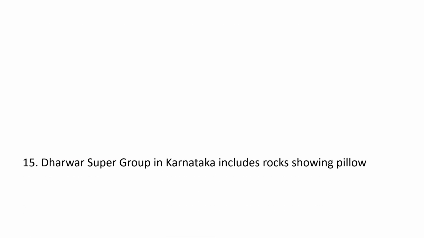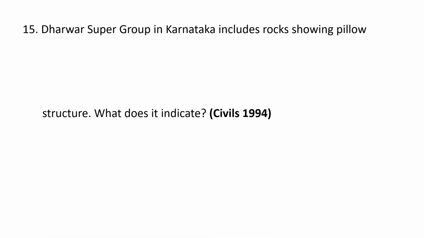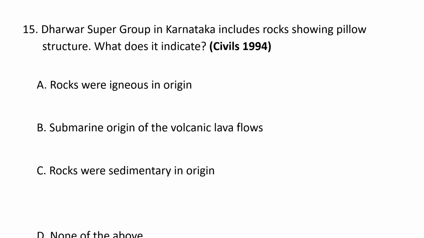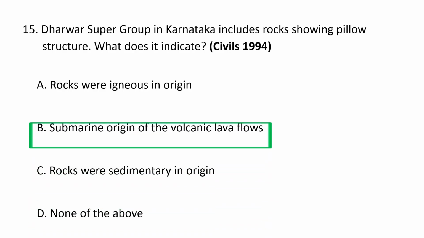Next question. Dharwar supergroup in Karnataka includes rocks showing pillow structure. What does it indicate? A. Rocks were igneous in origin. B. Submarine origin of the volcanic lava flows. C. Rocks were sedimentary in origin. And D. None of the above. The correct option goes as B.